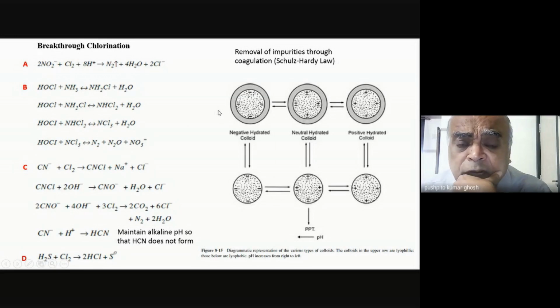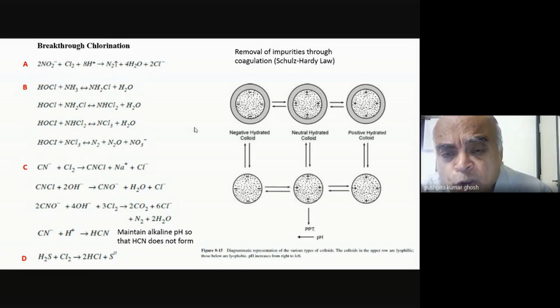Okay, now let's look at the third principle, which is coagulation. Of course, as you know, most of these colloidal suspensions which form, if you were to examine the zeta potential or the surface charge on these colloids, what you'll find is that they will have some kind of excess negative or positive charge. And that's what actually makes them colloidal, because there is electrostatic repulsion among these particles. So they cannot come together and become a larger particle.